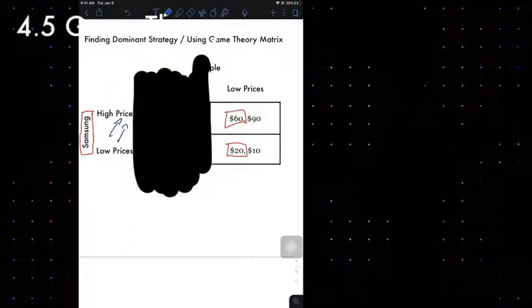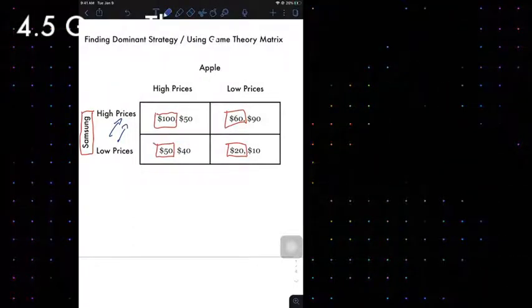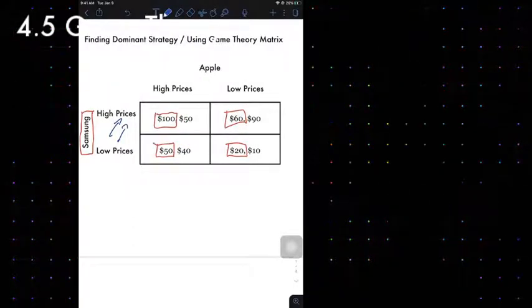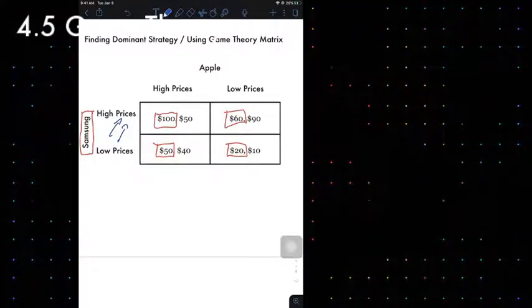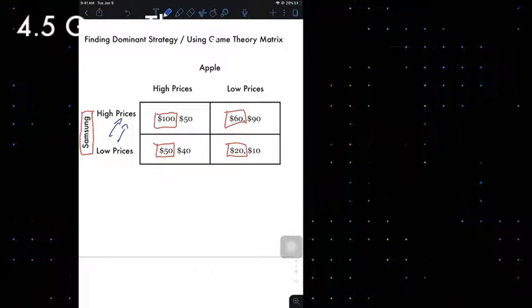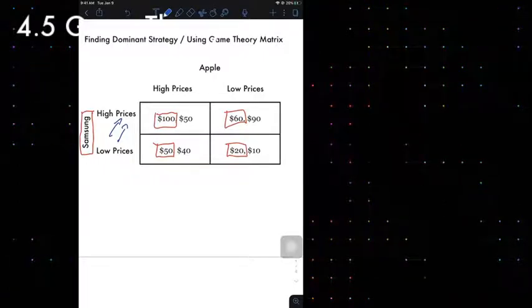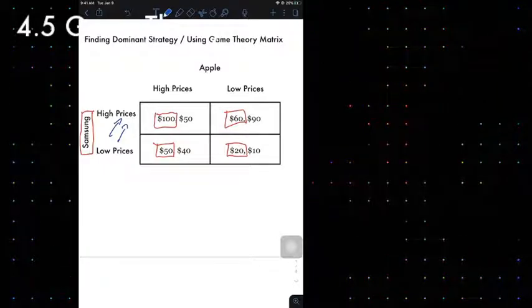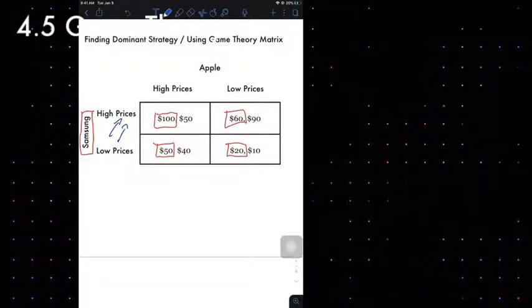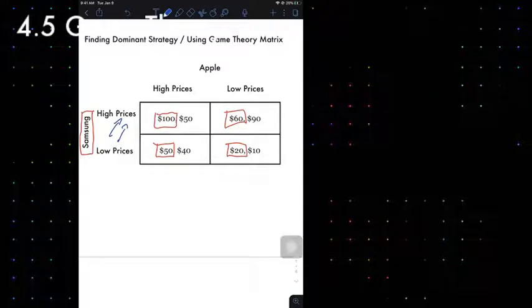And so what we have here is what's called a dominant strategy. A dominant strategy is a strategy that one firm will do regardless of what the other firm will do, right? So we looked at Apple. When Apple went high, Samsung went high. And when Apple went low, Samsung still went high. That means no matter what happens, Samsung is going to set their prices high. That means that they have a dominant strategy, right?